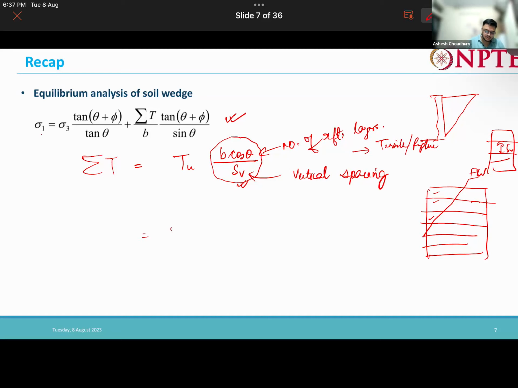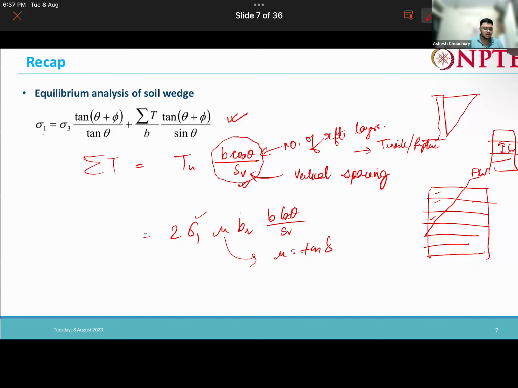It is nothing but 2 mu sigma 1 cos theta, 2 because of top and bottom. Okay, so this mu is nothing but the interface friction coefficient, which is nothing but tan delta. Okay, b is nothing but the width. And this sigma 1 is the major principal stress.